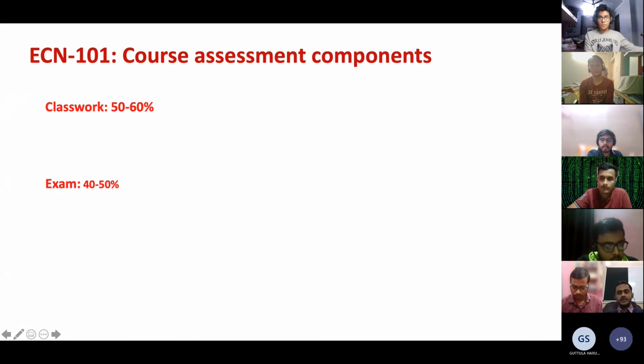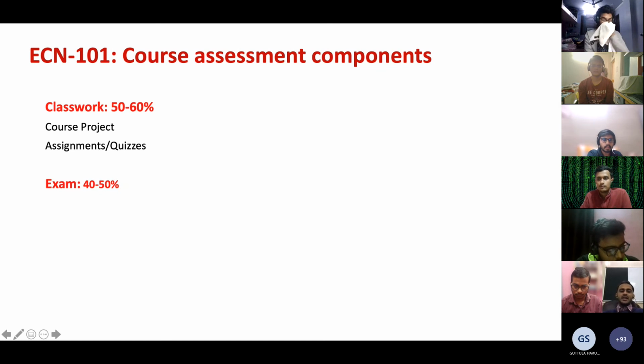The classwork takes the major portion of the assessment, and in the classwork there will be a course project actually in this course. That will make the major portion of the assessment. So classwork is about 50 to 60%. I'll let you know the exact weightage of the classwork. It would be somewhere between 50 to 60 marks, and out of these 50 to 60 marks, 30 to 40 marks will be allotted to the course project.